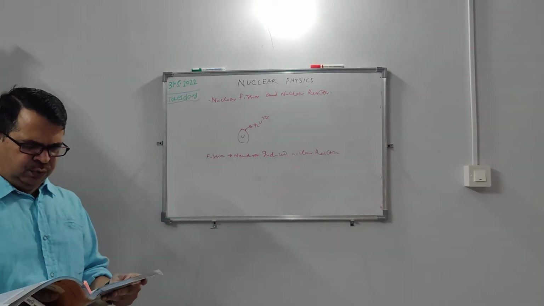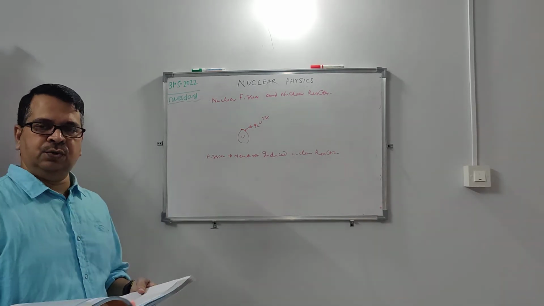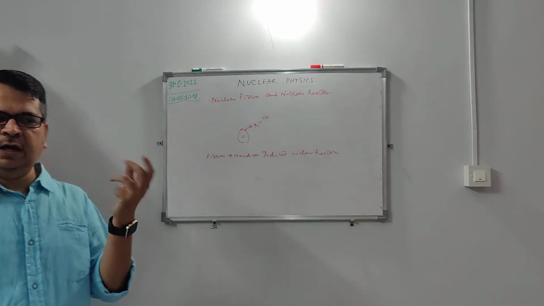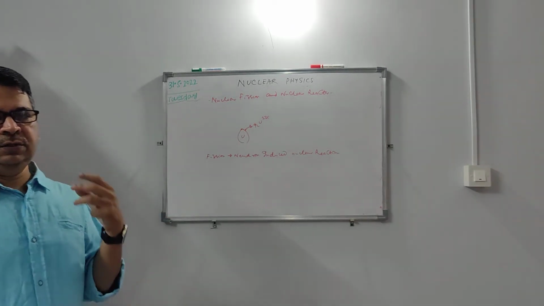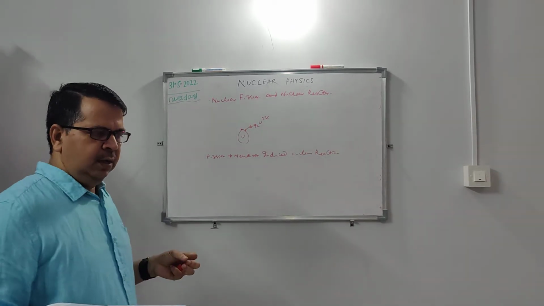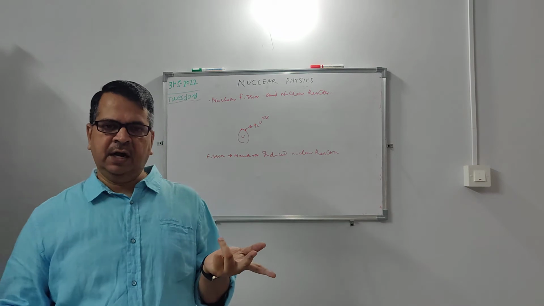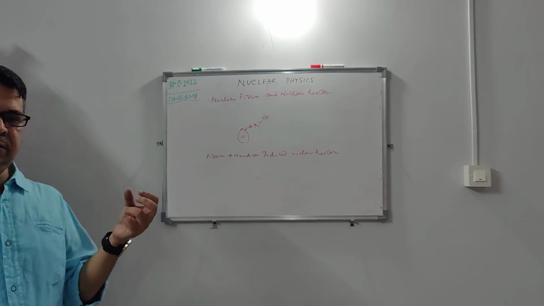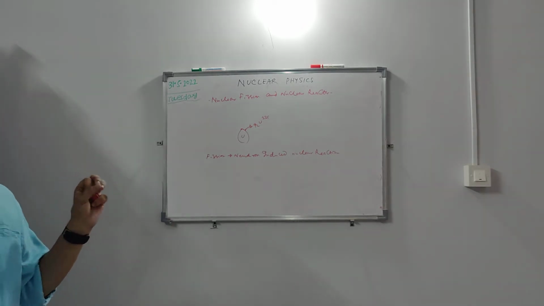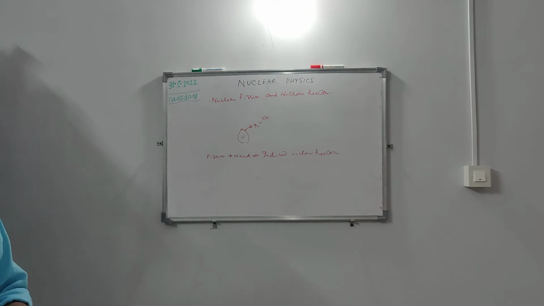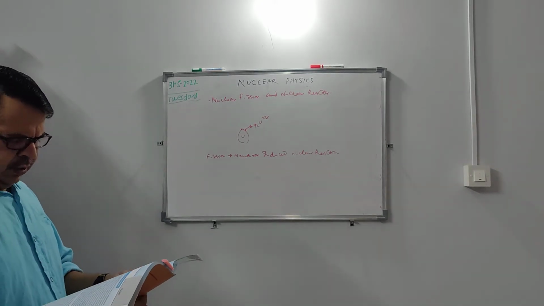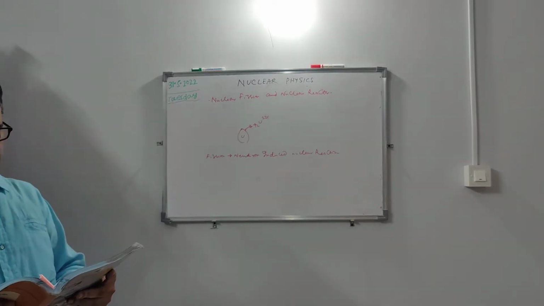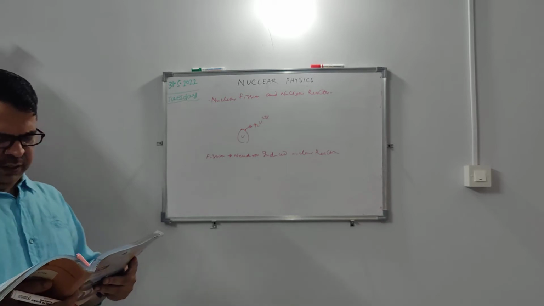An example of fission is when a uranium isotope is bombarded. Isotope you have studied in your periodic table: isotope is same atomic number but different mass. As per your periodic table, the property of a substance is a function of atomic number. So if the atomic number remains same, its property will remain same, but mass number is different. Those are isotopes. So a uranium isotope bombarded with a neutron breaks into two intermediate mass nuclear fragments.